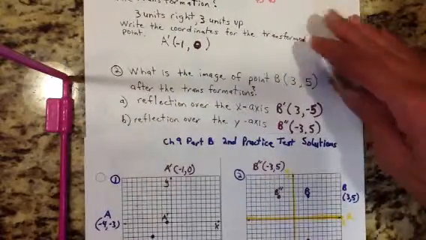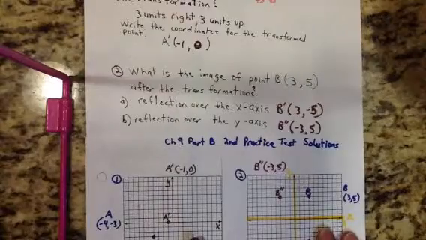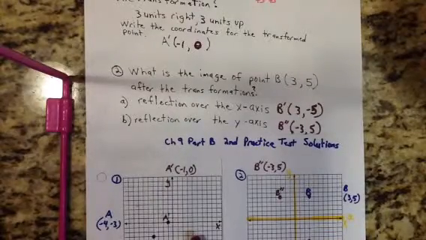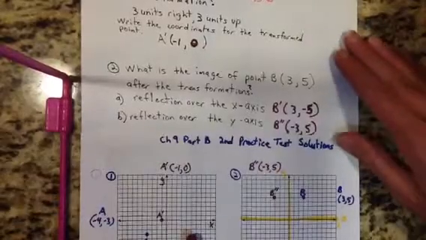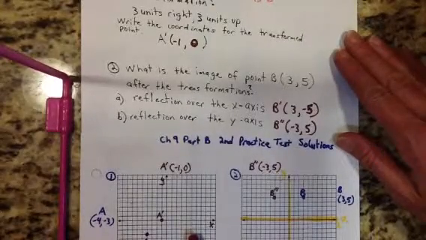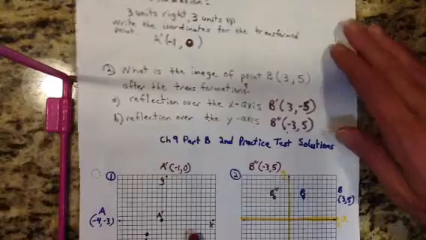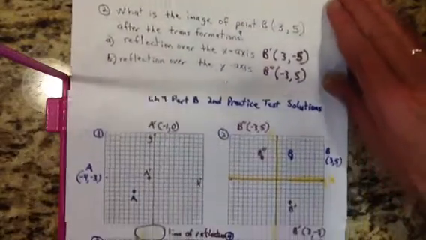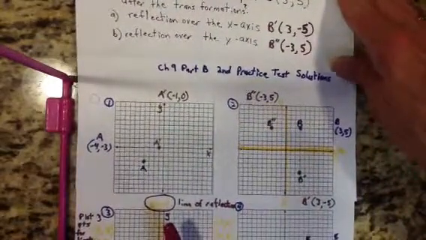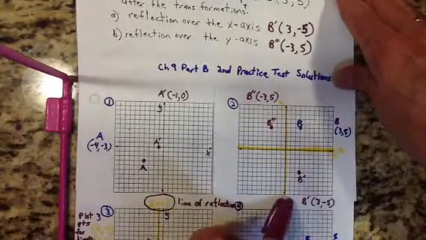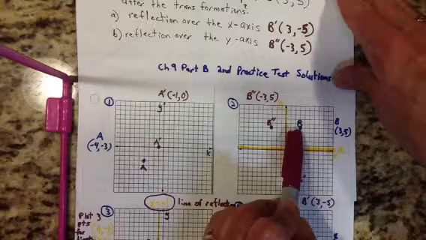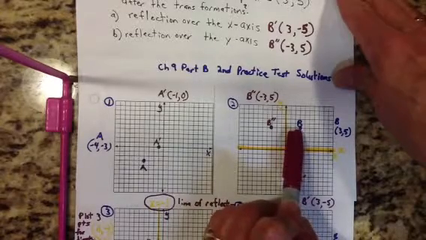Okay, number 2, what is the image of point B, which is 3, 5 originally, after the transformation, a reflection over the x-axis, and then B, a reflection over the y-axis? Okay, so let's look at that one. What I did is I highlighted my lines of reflection with yellow. This is my original point, 3, 5.